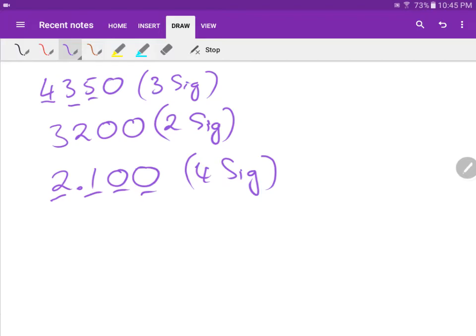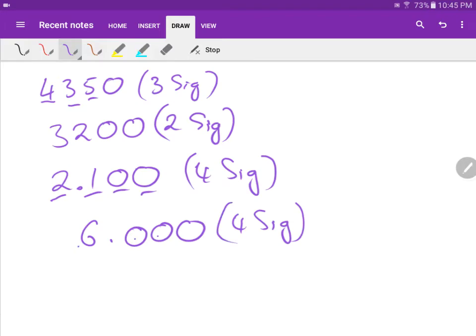Is that okay? Let's say 6.000. How many significant figures is this? 4. That's right. 1, 2, 3, 4. 4 significant figures. Okay. All right.